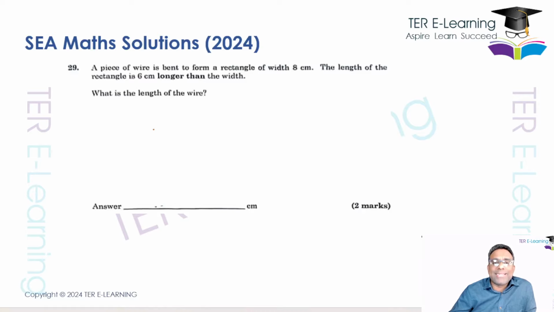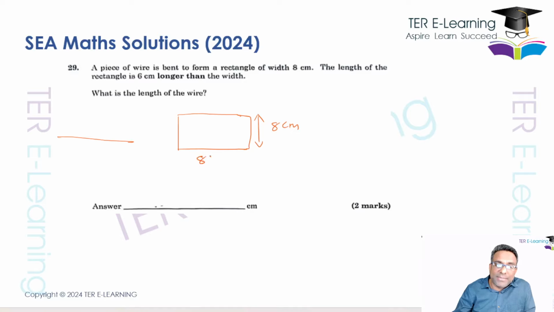Question 29. A piece of wire is bent to form a rectangle. So you have a piece of wire, and we're taking this wire to form a rectangle. The width of the rectangle, which is usually the shorter side, is 8 cm. And the length of the rectangle is 6 centimeters longer than the width. So that's 8 plus 6, which gives us 14 cm. That's the length of this rectangle. Now they want you to say what is the length of the wire.